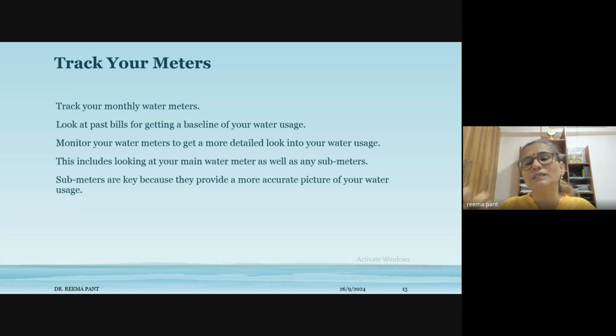The other way is that you put a submeter. A submeter gives you a very accurate analysis of how much water is being utilized, just like a submeter in electricity will give you the exact utilization in that given area. And that will give you a clearer picture of your water.